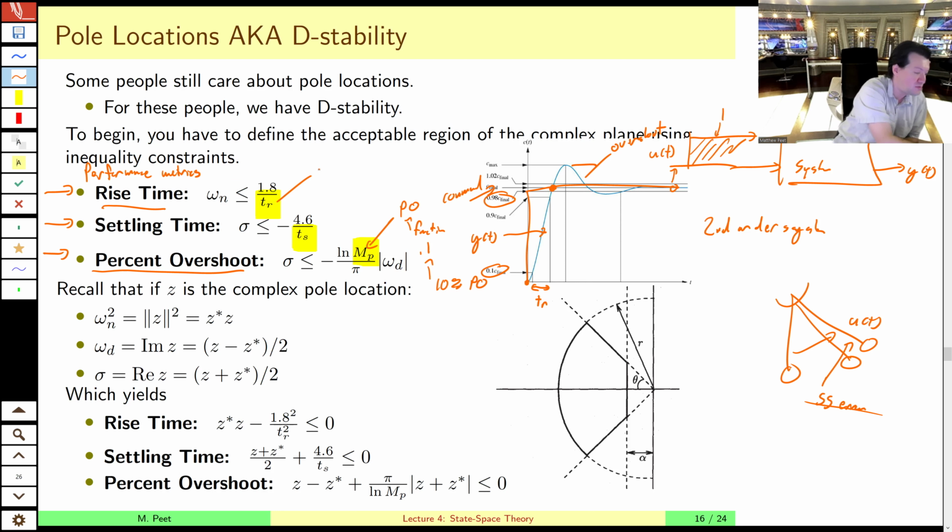Yeah, percent overshoot, rise time, and then the third one is settling time. So how long it takes before it stops oscillating, basically.